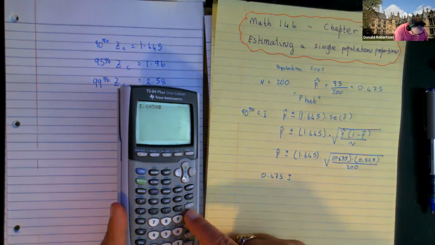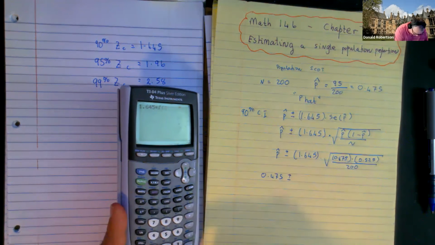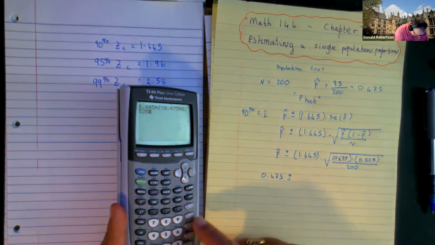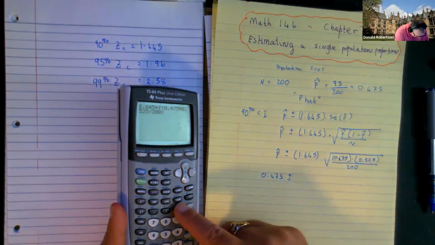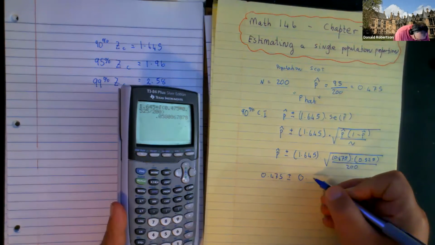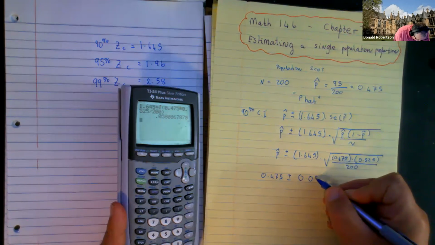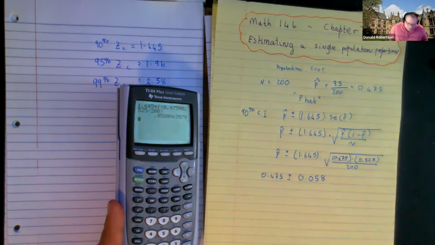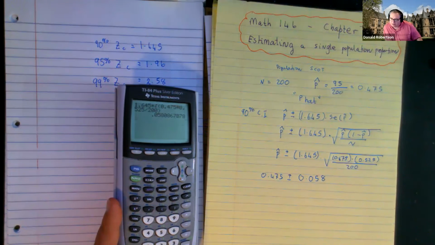So here goes, 1.645 times the square root of 0.475 times 0.525 divided by 200. And the answer I get is roughly 0.058. Are you comfortable with the calculation where it came from?